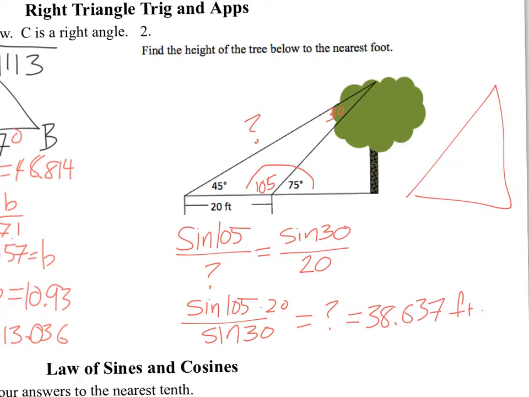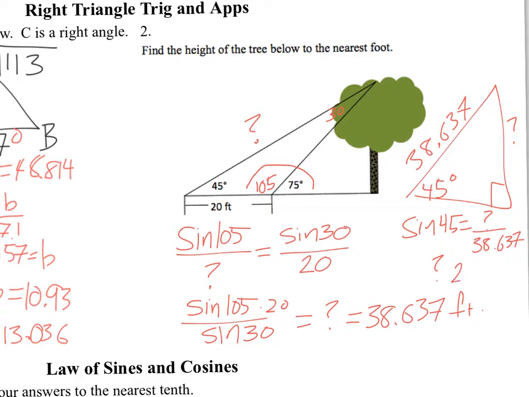Okay, now I've got a big triangle. I'm just going to draw it out here so it's a little bit easier to see. That's 45 degrees. This is 38.637. I'd like to know what that height is. This is going to be sine for opposite over hypotenuse. So sine 45 is equal to question mark over 38.637. And when I get that question mark by itself, we end up getting the question mark is 27.32. It asks us the nearest foot. 27 would be our answer.